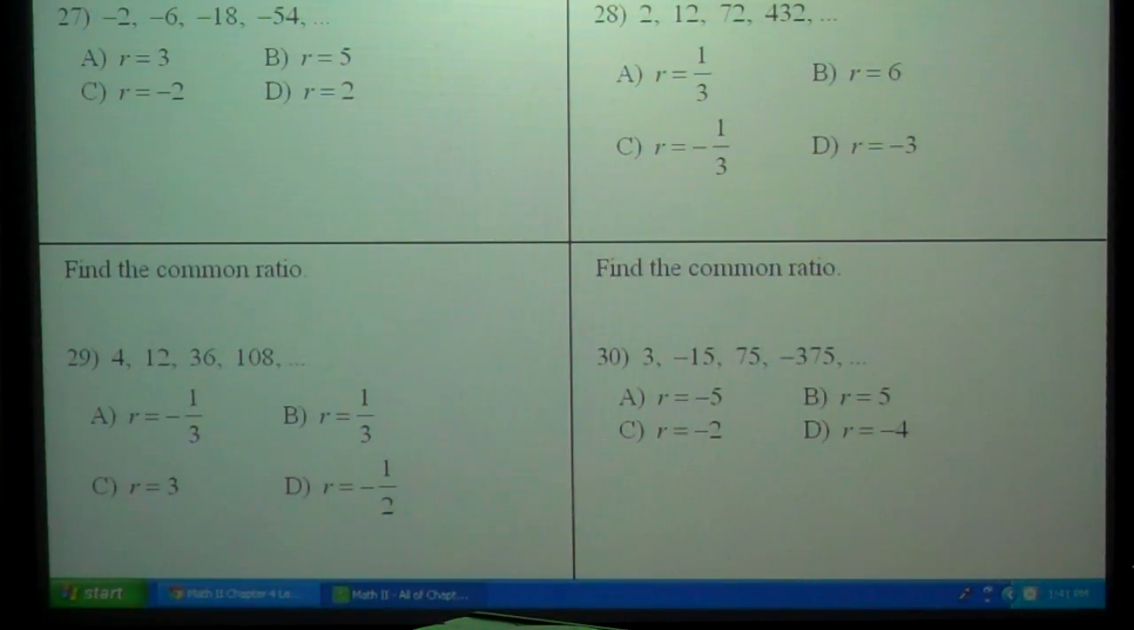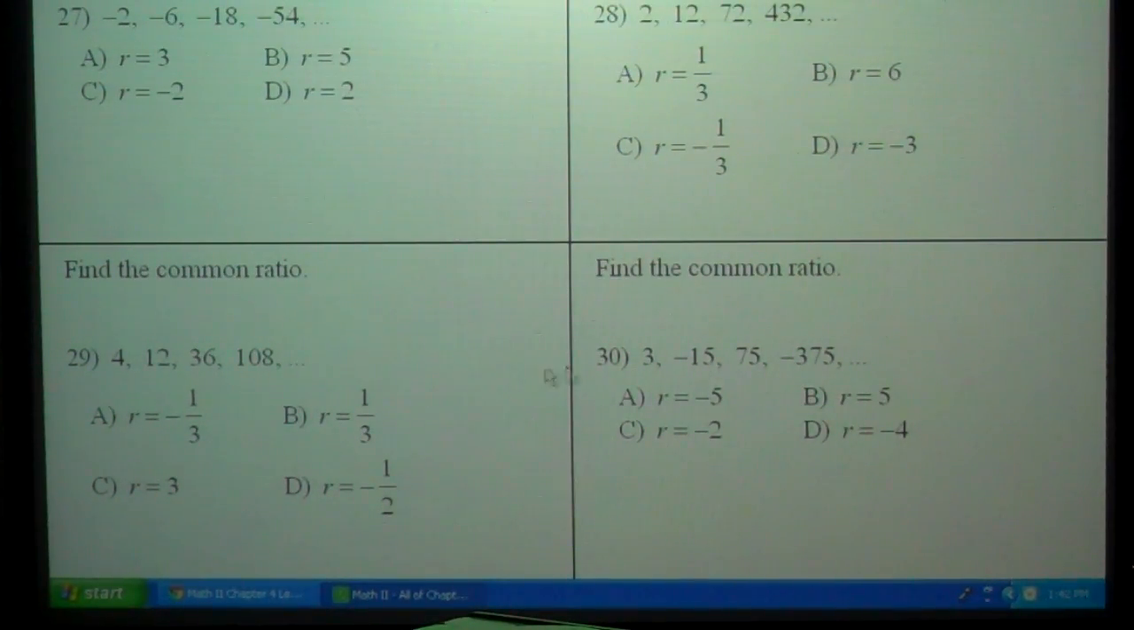27. Now it says find the common ratio. You know we've switched gears to geometric. What did it get multiplied by? What did it get multiplied by? Same thing over here. It could be division. If it's getting smaller, then it would be division. Okay? Find the common ratio.